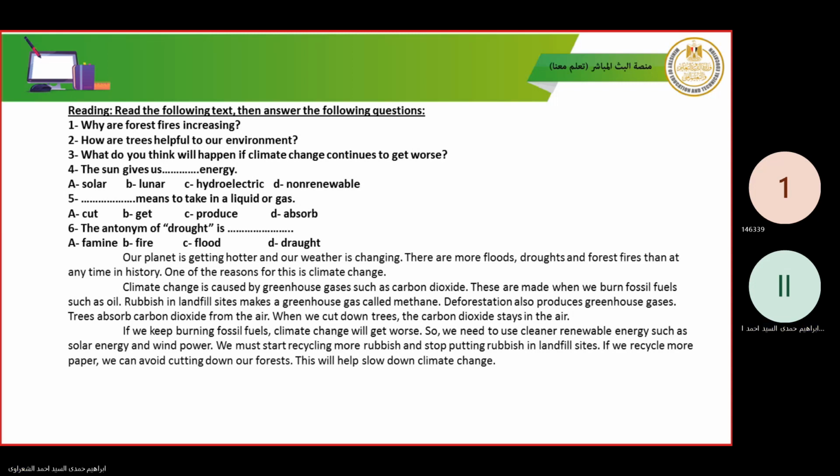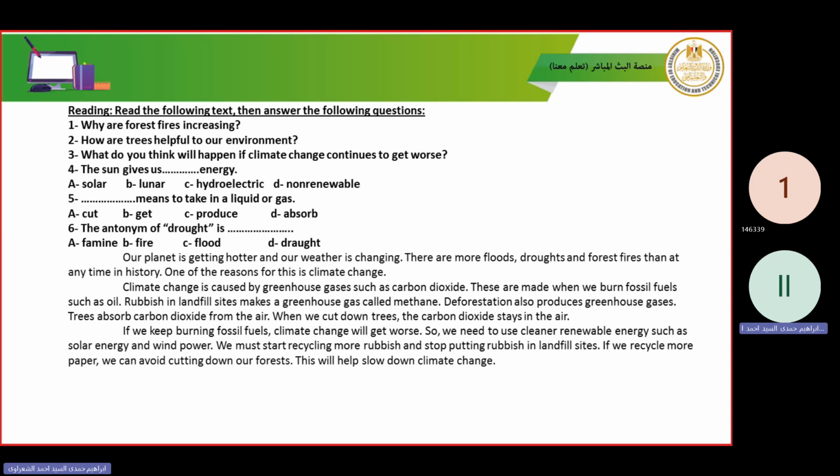As I told you, the article that we are going to read is about climate change. Listen and follow. Our planet is getting hotter and our weather is changing. There are more floods, droughts, and forest fires than at any time in history. One of the reasons for this is climate change.